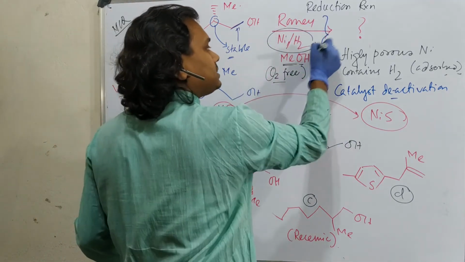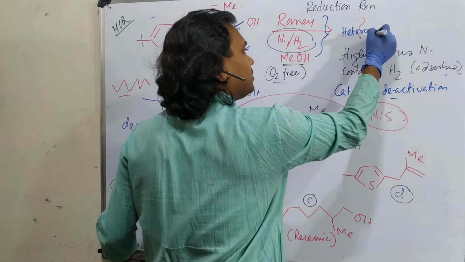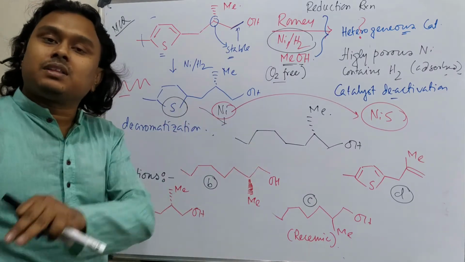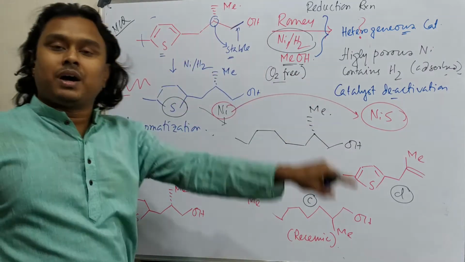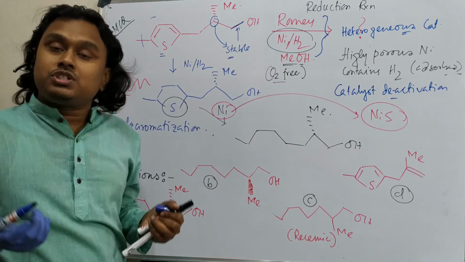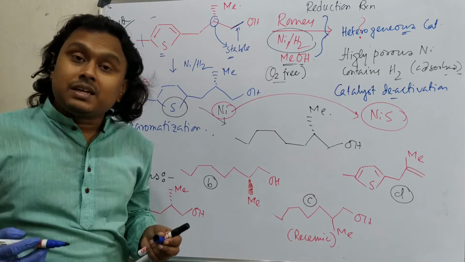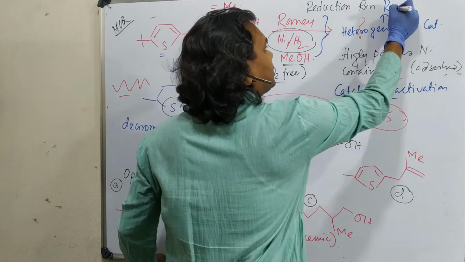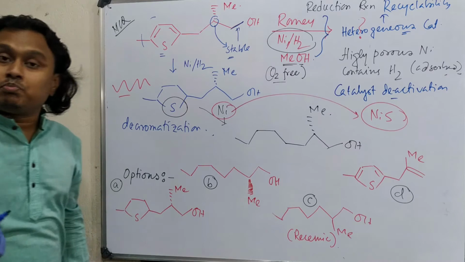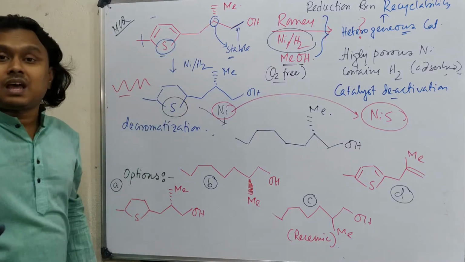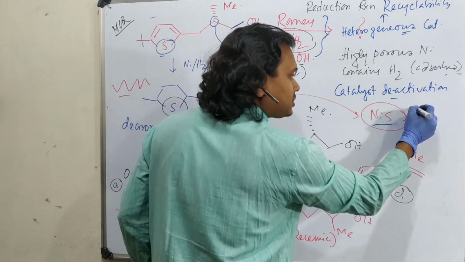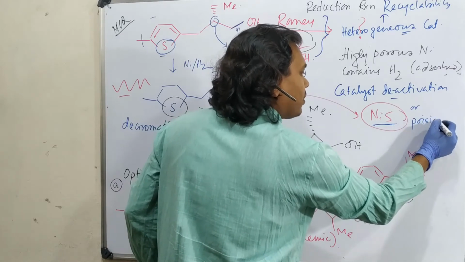This Raney nickel is actually a heterogeneous catalyst. What do I mean by the statement? It is not soluble in the reaction medium. It remains in another phase, and the reactant molecule goes and sits on this catalyst bed and performs the reaction. That's why it is a heterogeneous catalyst. The biggest advantage of a heterogeneous catalyst is recyclability, meaning you can use it multiple times. But when there is sulfur, this doesn't happen, because the sulfur reacts with nickel and results in this, and this is catalyst deactivation, or you can say catalyst poisoning.